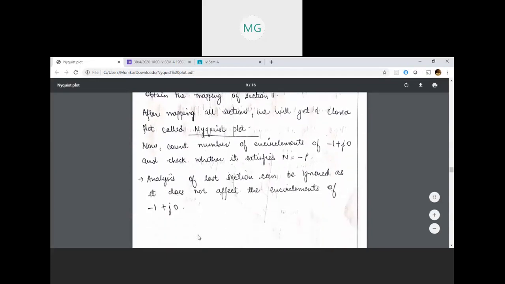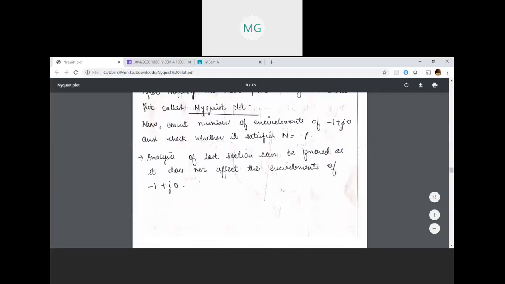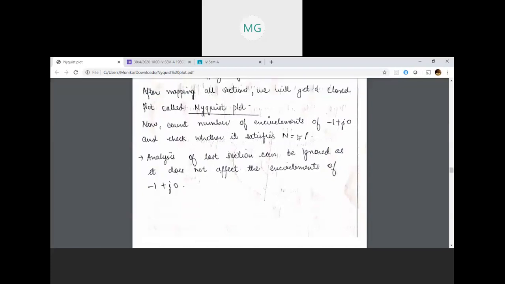Now count the number of encirclements of -1 + j0 and check whether the equation N = -P is satisfied. If the equation is satisfied, the system is absolutely stable. If the equation is not satisfied, the system is unstable. Analysis of the last section in every case can be ignored as it does not affect the encirclements of -1 + j0. Keeping this in mind, let us solve the first problem.